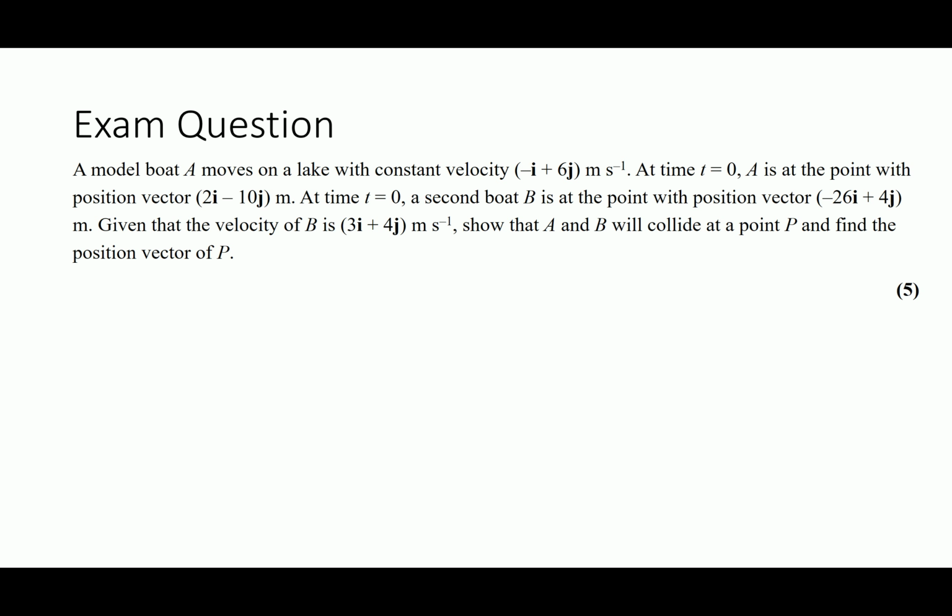We've got a boat that's moving at a constant velocity, and we're given that at time t equals 0, it's at this position vector. So let's write that information down using column notation. So the general position of A is going to be 2, negative 10, plus t lots of minus 1, 6. I'm then told about a second boat, which is boat B, so I'm going to write that down as the position vector of B, and that is generally at the point with initial vector minus 26, 4, plus t lots of 3, 4.